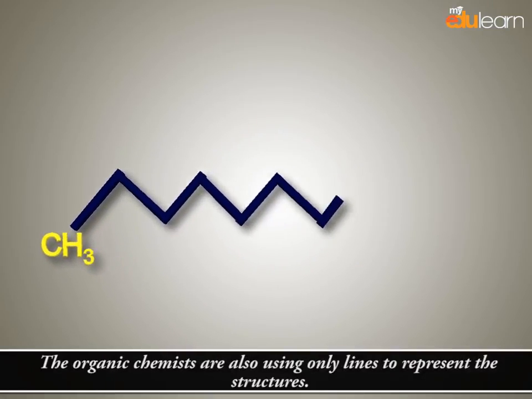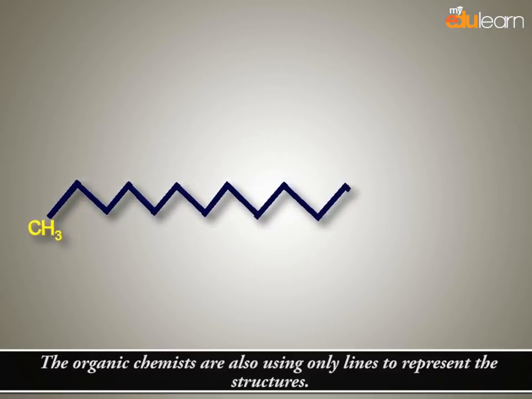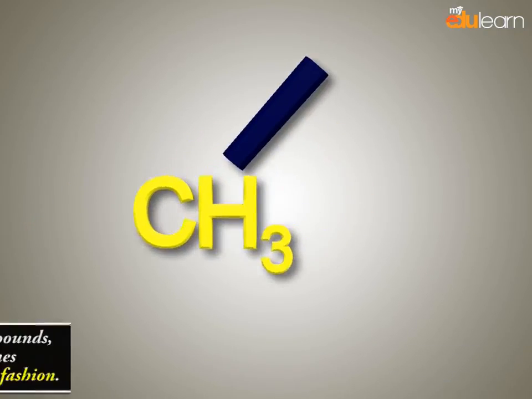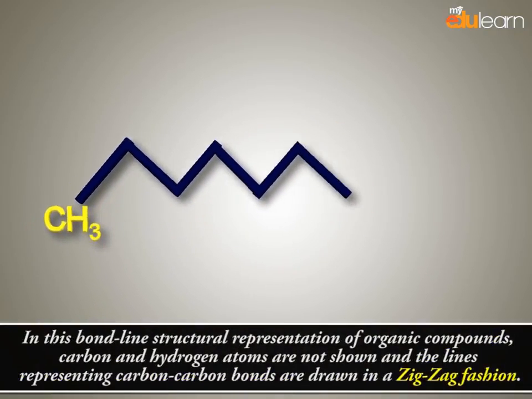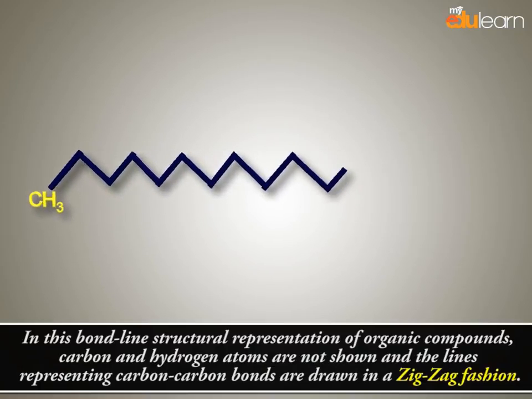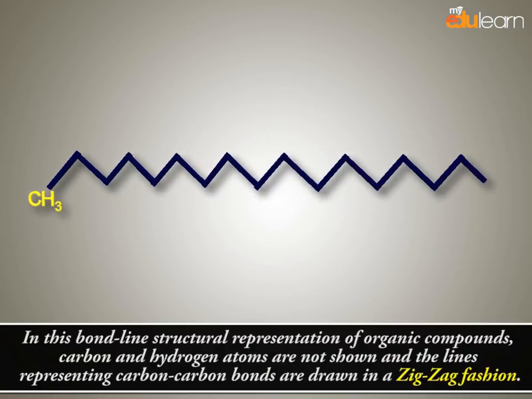Organic chemists also use only lines to represent the structures. In this bond line structural representation of organic compounds, carbon and hydrogen atoms are not shown, and the lines representing carbon-carbon bonds are drawn in a zigzag fashion.